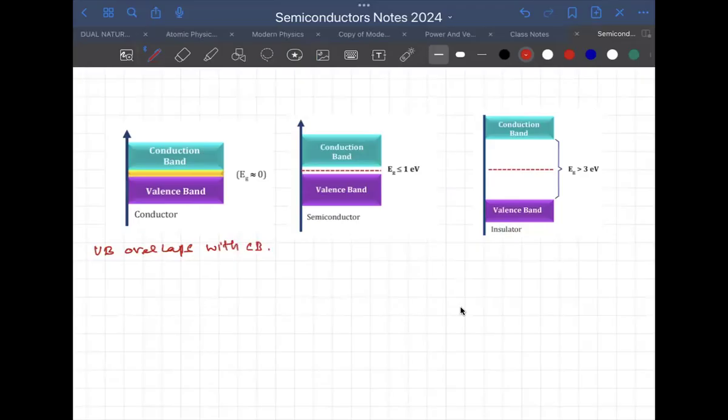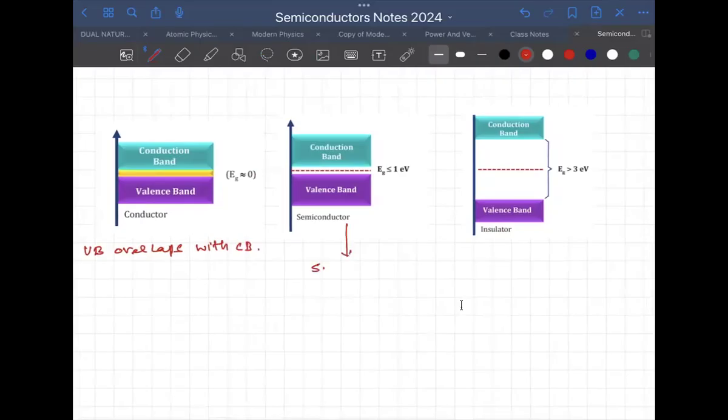Whereas in a semiconductor, you see the energy gap is small. For example, if you take silicon, silicon will have an energy gap of 1.1 electron volts. Germanium will have 0.7 electron volts. So the band gap is small enough that at room temperature, an electron in the valency band can jump into the conduction band. So the gap is small. I'll go into a very detailed discussion. In an insulator, you see the gap is high. It's more than 3 electron volts.